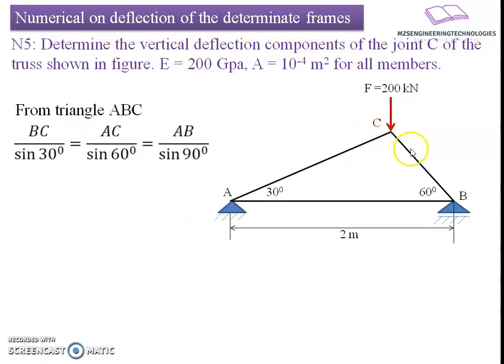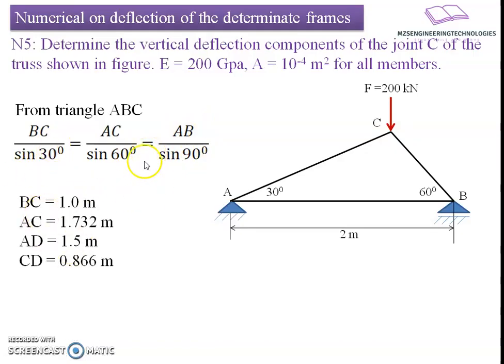Let's find the lengths AC and CB of the members AC and BC. We have a triangular relationship here. BC divided by sine of 30, that is, the side divided by the opposite angle. Similarly, AC divided by sine of 60 is equal to AB divided by sine of 90 degrees. Angle at C is equal to 90 degrees. If we substitute the known value of AB, we get BC equal to AB sine 30, resulting in a value of 1 meter. Similarly, we get AC equal to AB sine 60 divided by sine of 90 degrees, which is 1.732 meters.